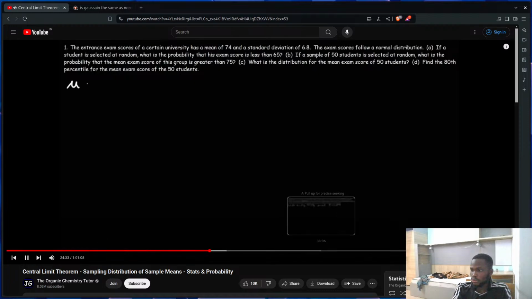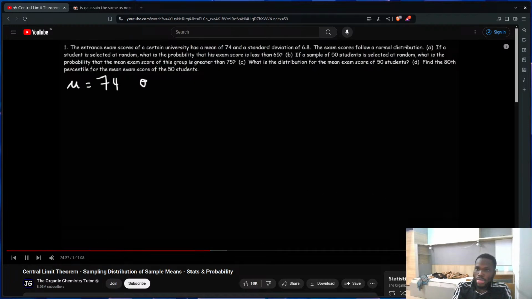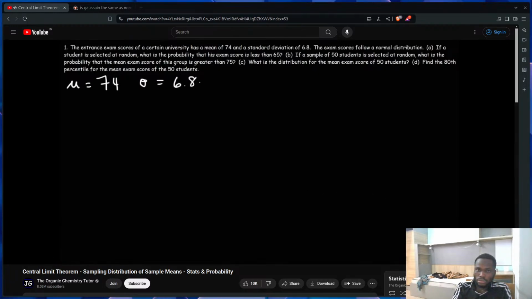So let's write down what we know. We know the mean is 74. The standard deviation is 6.8. And we're dealing with just one student, so n is 1.